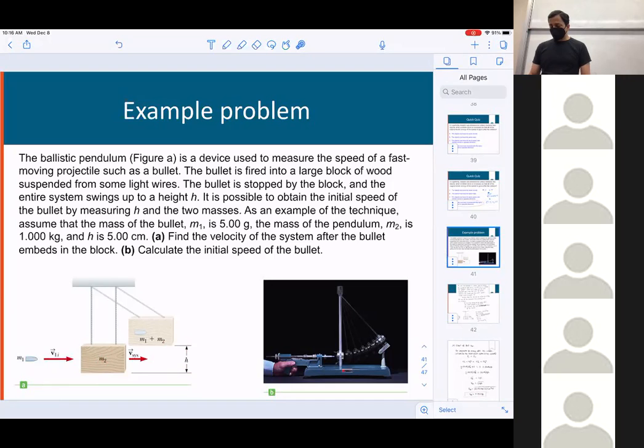And then once they move together, this block plus bullet will have some total combined kinetic energy right after the collision. And all of that kinetic energy will get converted into gravitational potential energy, MGH, as it swings up, because it comes to a stop. So we will use conservation of energy. So we will use conservation of momentum in this perfectly inelastic collision. And then when they move together to determine how high it swings up, we will use the conservation of energy. And using those two principles, we will be able to figure out what is the speed of this bullet.